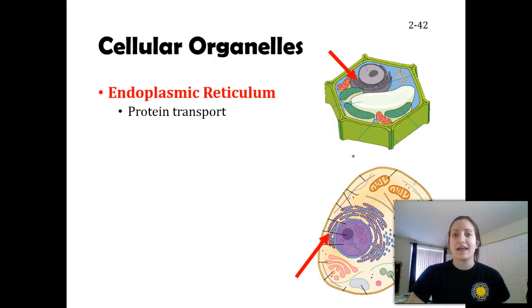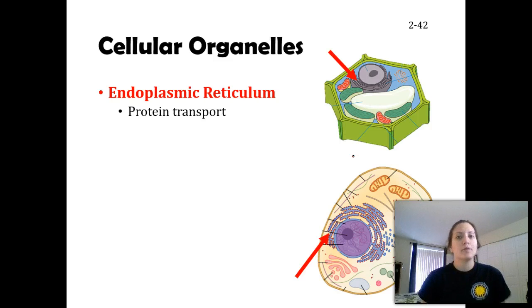Both plant cells and animal cells have an endoplasmic reticulum, or you'll see this abbreviated ER for short. And this is what's going to move proteins around the cell. The proteins are typically made in the cytoplasm, so the empty area between organelles, but they're usually not needed there. They're needed elsewhere. So the endoplasmic reticulum gathers them and delivers them to where they need to go. And both plants and animals have this.